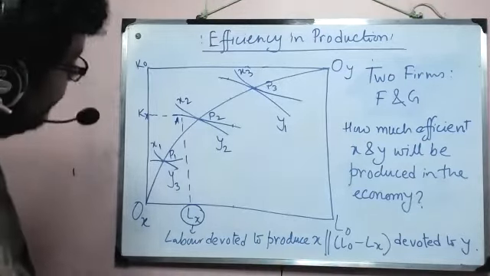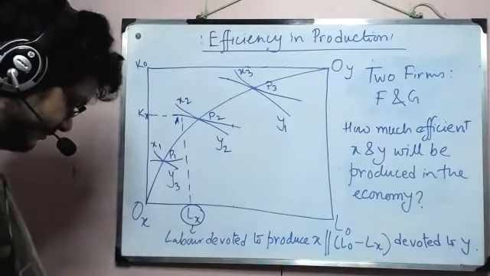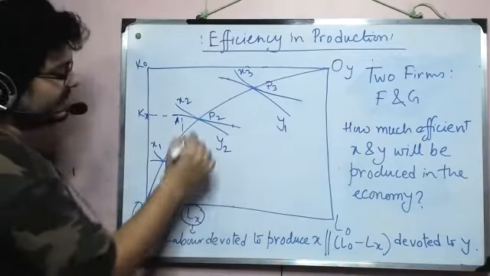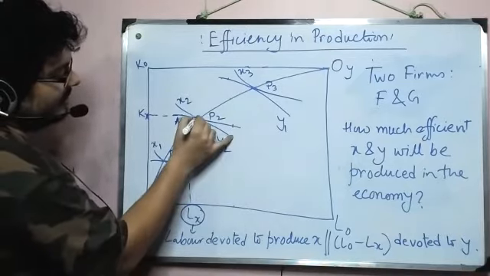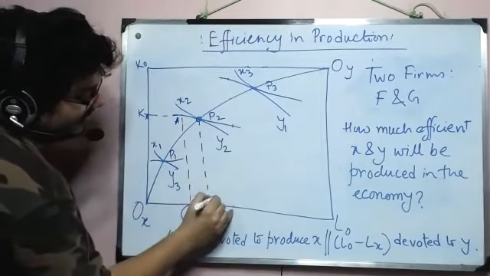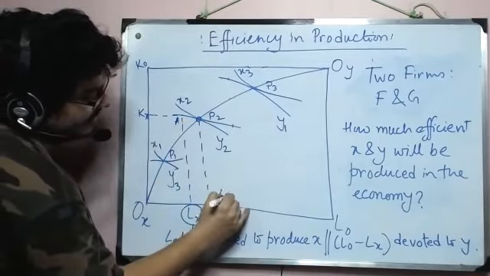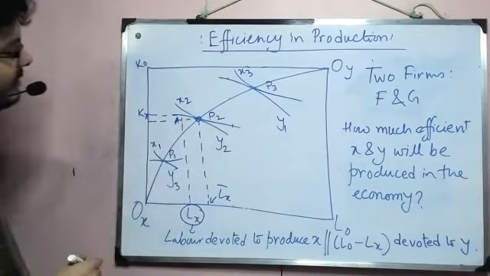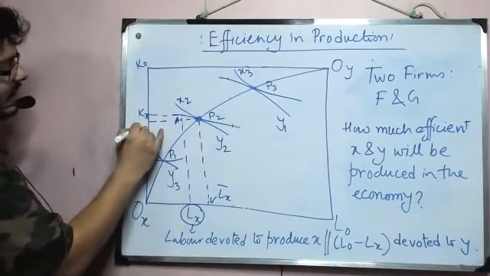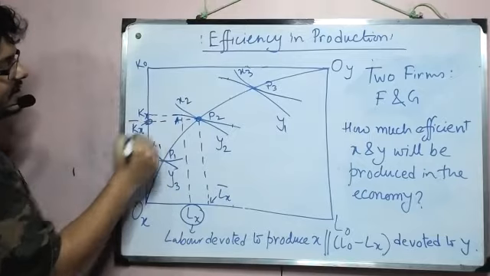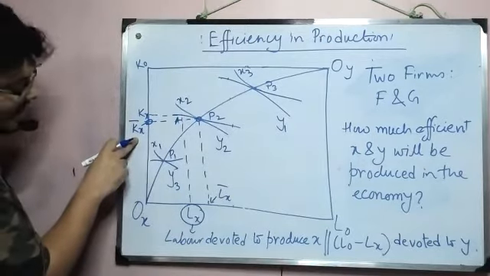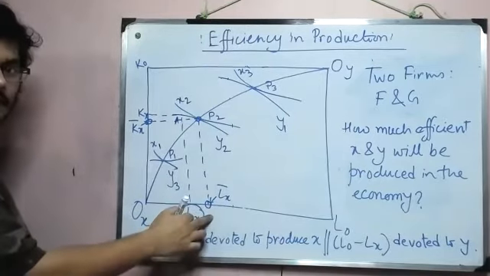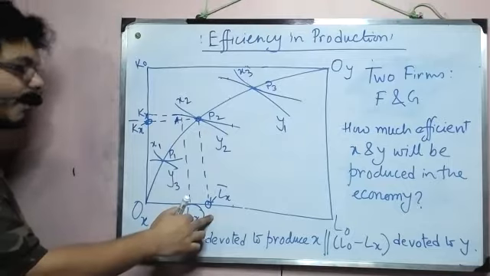So now, let's just say that our efficient point here is this P2. Okay, let's say this is our efficient point. So from P2 we have this let's say Lx bar, and here we have this Kx bar. So this is our amount of K which will be devoted to X, and this is our amount of L which will be devoted to X.